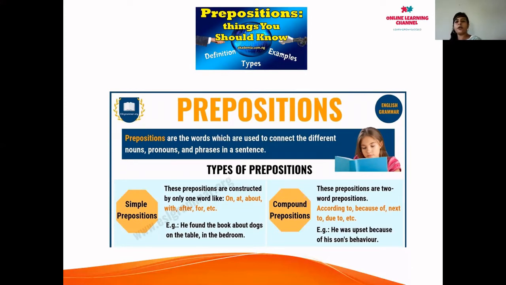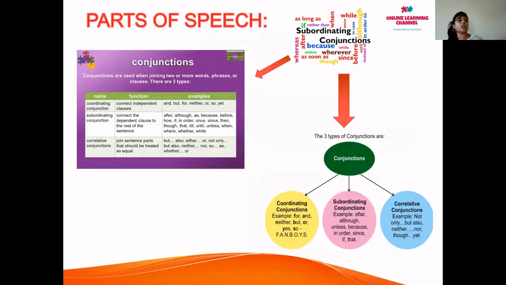The compound preposition: these prepositions are two-word prepositions, such as according to, because of, next to, due to, etc. Example: he was upset because of his son's behavior. We're going to look at conjunctions. Conjunctions are used when joining two or more words, phrases, or clauses. We have three types of conjunctions.